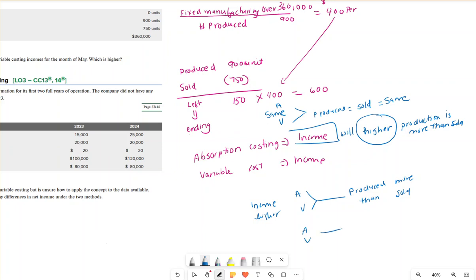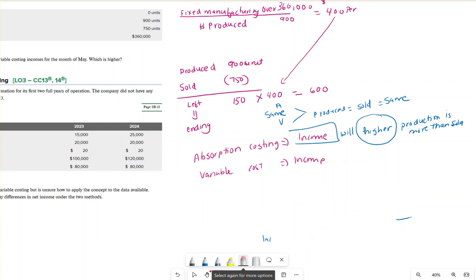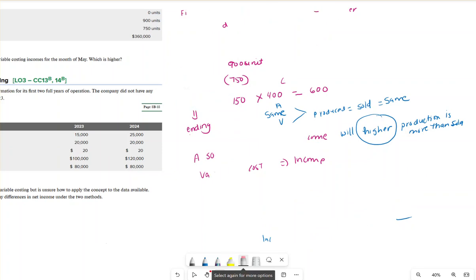Income will be lower, of course, if they produced less but sold more. That means they're using some of the inventory that they purchased previously. So that's just to tell you how they're different.